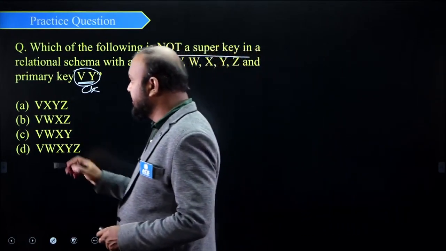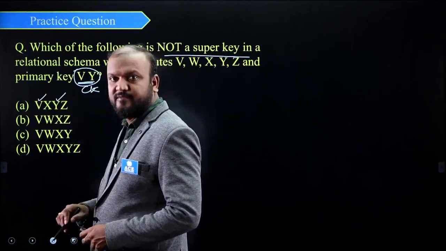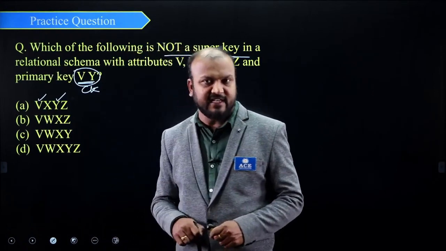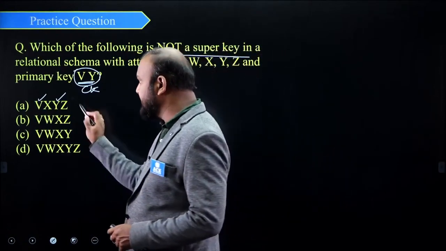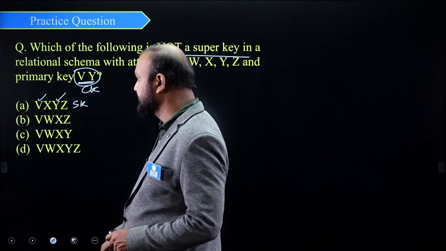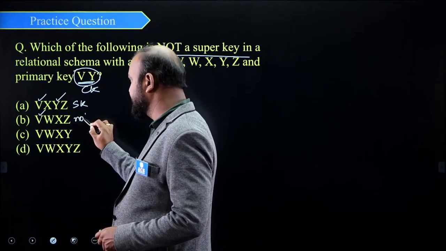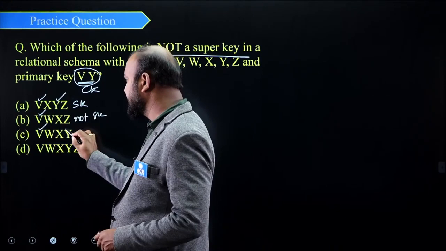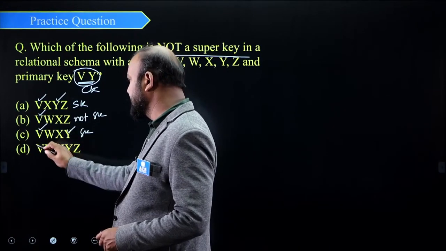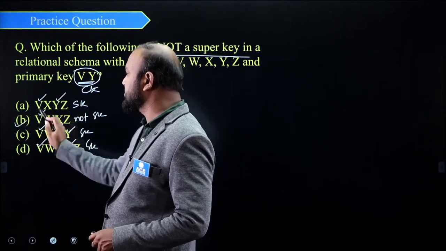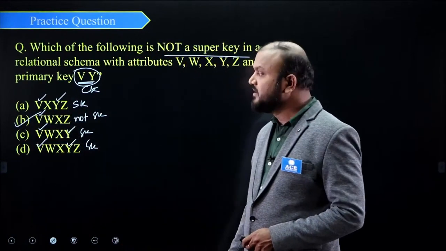Look, VY is there. First it should be unique, because if it is a candidate key it is a unique identifier. Because it is a unique identifier, we can call it a super key. Here V is there but not Y, so it is not a super key. Here V is there, Y is there, it is a super key. Here V is there, Y is there, it is a super key. So the question is about not a super key, and the answer is option B.